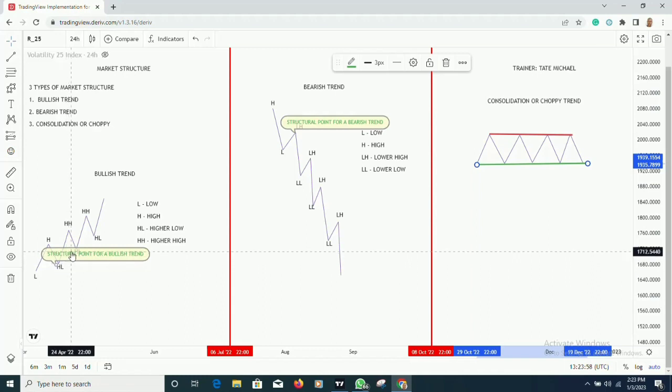So this is basically market structure at its best, as simple as this. And listen, don't make trading complex. Trading is easy if you don't complicate matters.